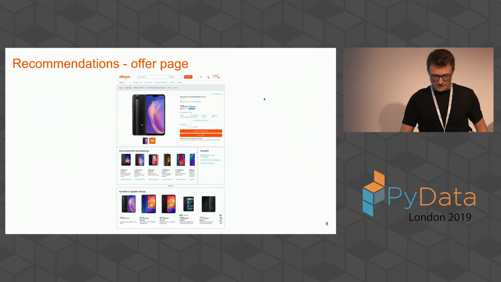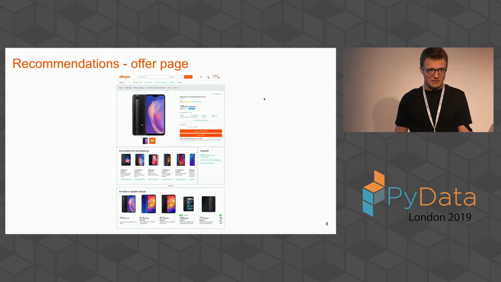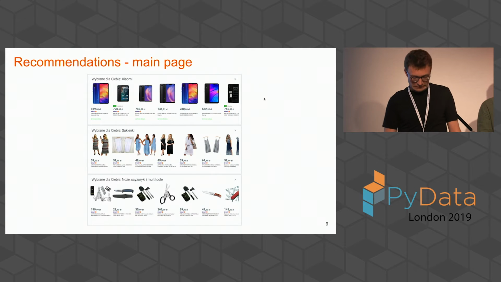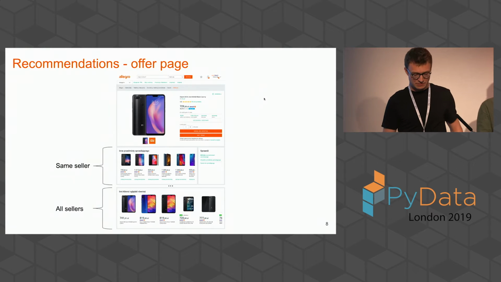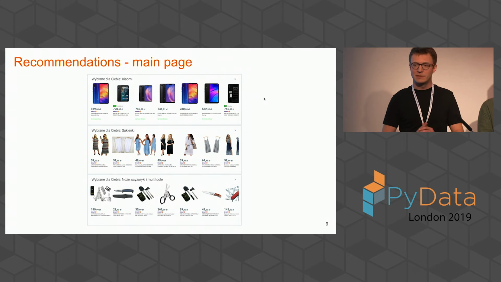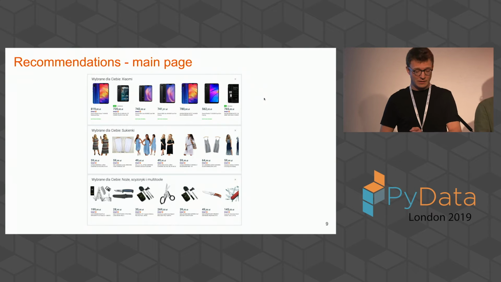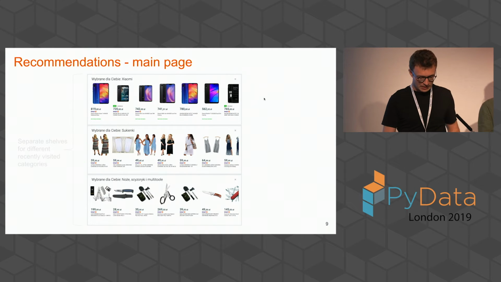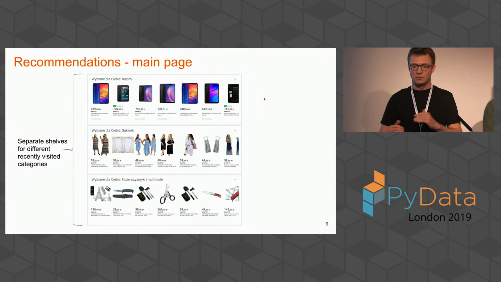So, you can have a look at an example product page. There are 2 main carousels. One recommends products from the same seller, and one from all the sellers in the platform. And here is a fragment of the main page. And as I said, on the main page, we provide user-to-item recommendations. They are not as profitable, but still we want to inspire users who come to our platform without any specific purpose. And we divide those shelves into the most frequently visited categories the user visited in the past.